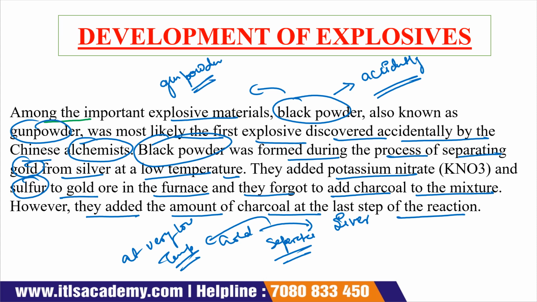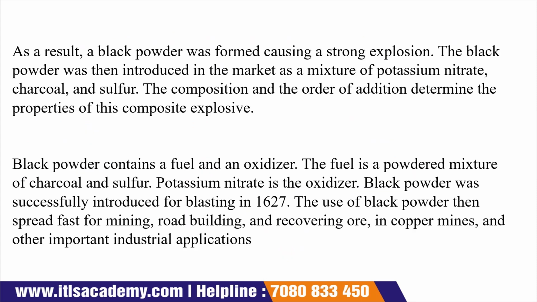See, there is a process of separation of gold from silver. In that process, potassium nitrate and sulfur are added into a gold ore inside the furnace, and along with it, a charcoal mixture was also added. But when they were doing this experiment, they forgot to add the charcoal into the mixture, and they added the charcoal at the last step of the reaction. In that way, they produced a black powder called gunpowder. As a result, black powder was formed, causing a strong explosion.